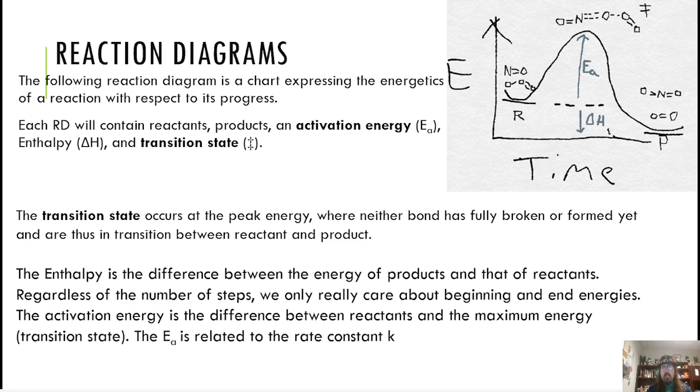Now, the activation energy is the difference between the reactants and that transition state. So what hill do I have to climb before I can roll back down to the other side? Now, this activation energy is going to be directly related to the rate constant k. Note, if you're on the product side and trying to go back to reactants, which it's possible to do, in this particular situation, the activation energy would be higher because it's not from R to this, it's from the P all the way up, and so it's a higher hill to climb.